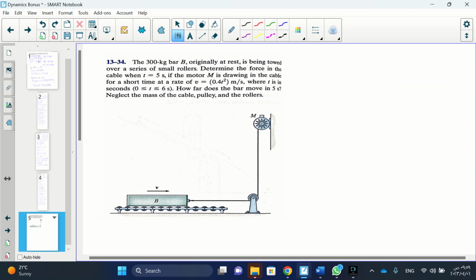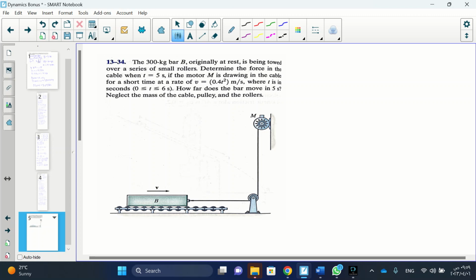In this video I will explain problem 1334, page 134, chapter 13. The question says the 300 kilogram bar B, originally at rest, is being towed over a series of small rollers. Determine the force in the cable when T equals 5 seconds.